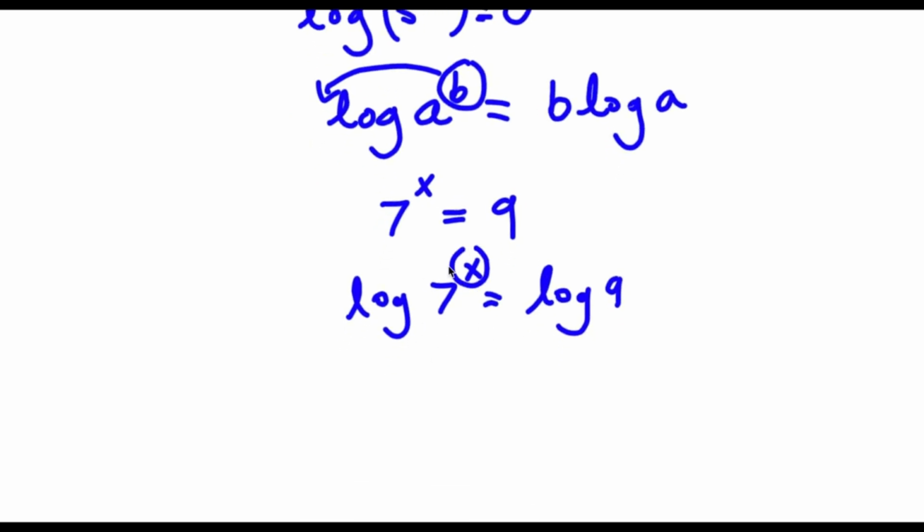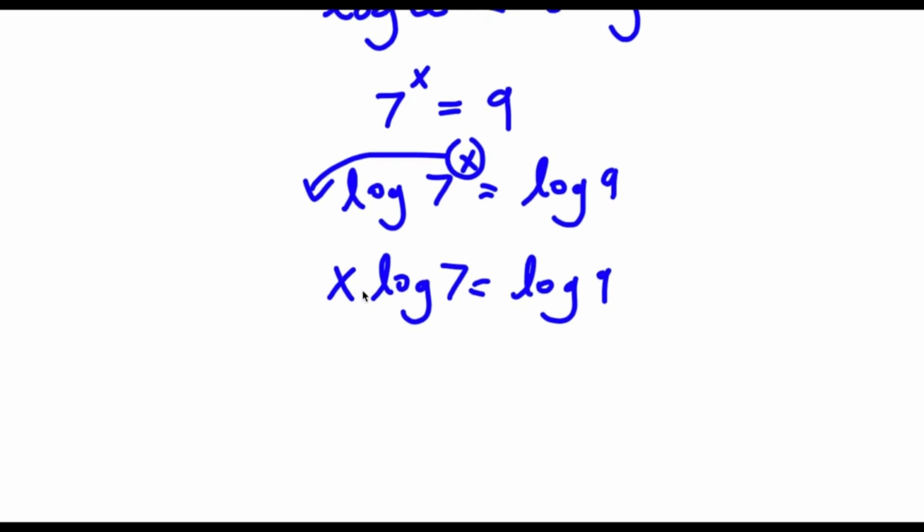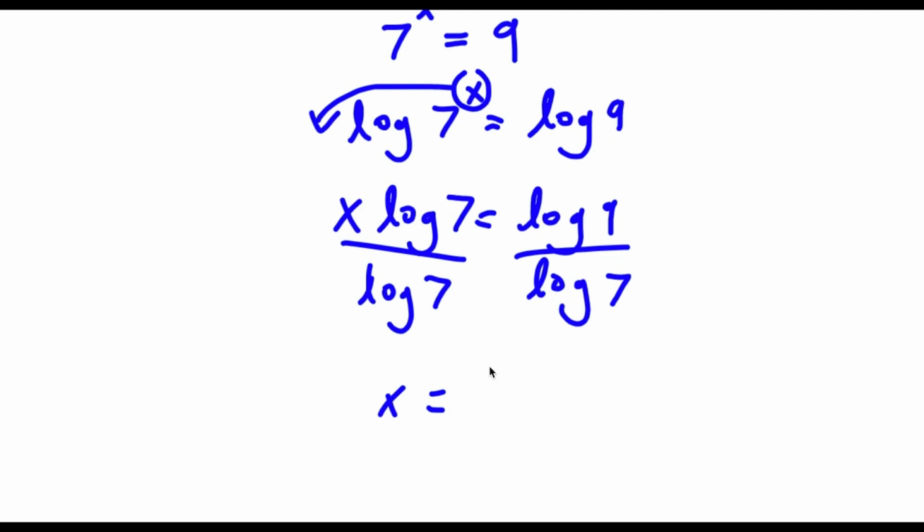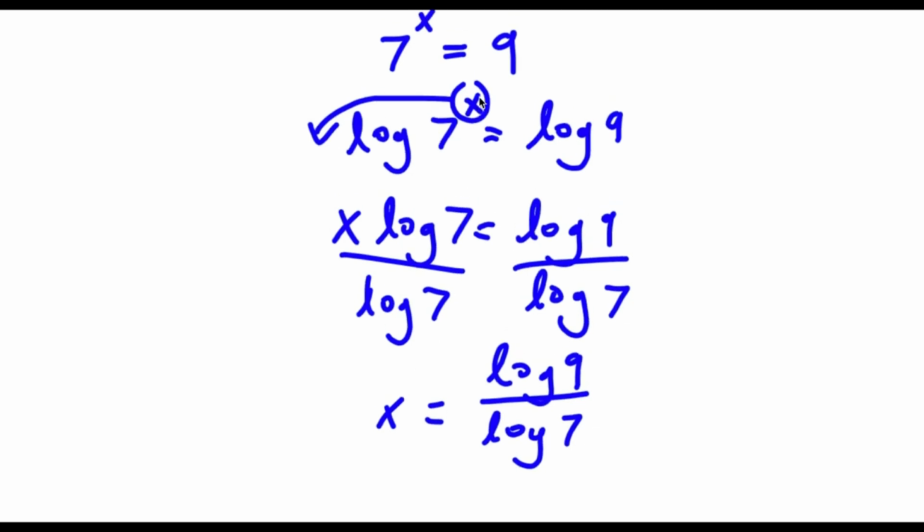And then we can use this property by moving x to the front. So we have x times log 7 is equal to log 9. And now, because x is an actual term, it's pretty simple to solve for it. All we have to do is divide by log 7 on both sides. And we get x is equal to log 9 over log 7. So as you can see, this property is really useful for solving for x when it's an exponent.